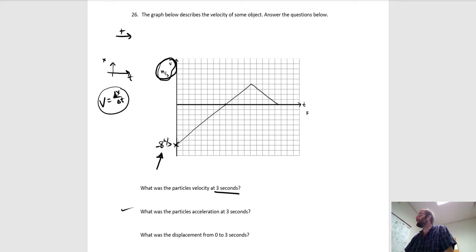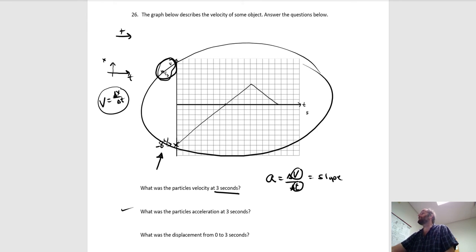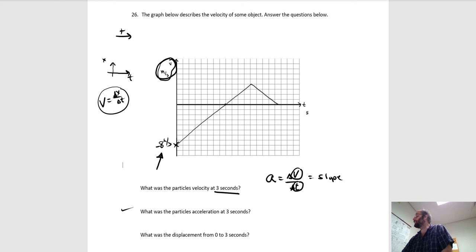Now the next one asks what is the particle's acceleration. Acceleration is equal to change in velocity over change in time. And when you see change in something over change in something, these are slopes. This is the slope of a velocity against time graph, which is what we are looking at here. So in reality, this is a slope question: the acceleration at 3 seconds. So 1, 2, 3. 3 seconds on the graph is roughly here. This graph is basically linear, so you can choose any 2 points on that graph and then calculate the slope.